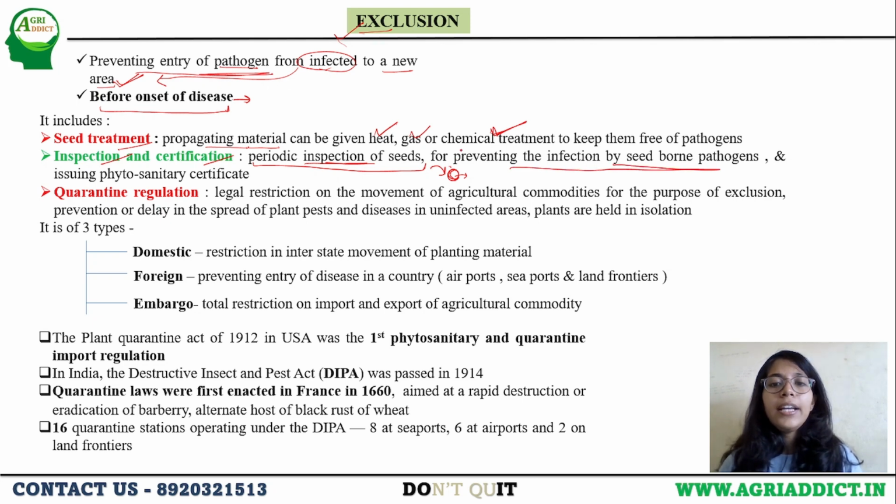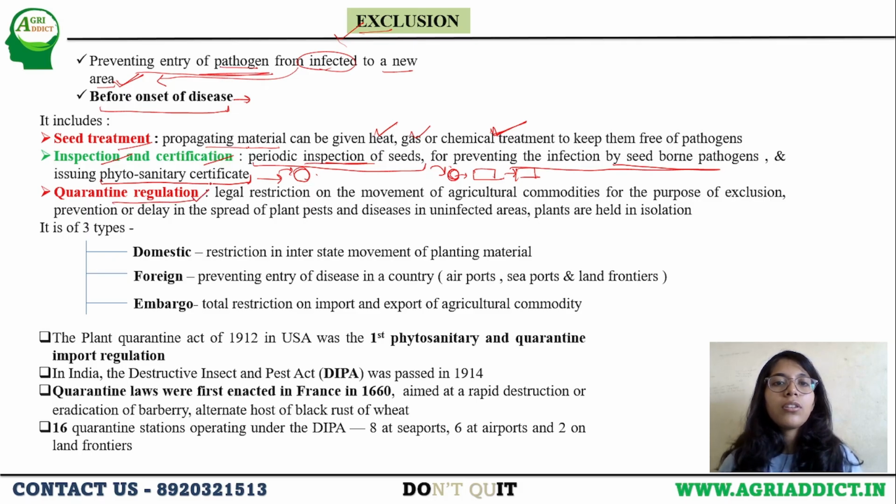Okay, and if the material is examined and the result comes that it is free from all the diseases, then the phytosanitary certificate is issued. That refers that the planting material that has been procured from outside is okay. That is, it is free from the pest and the seed-borne pathogens.